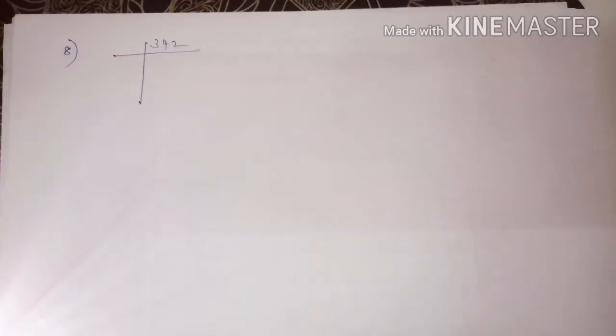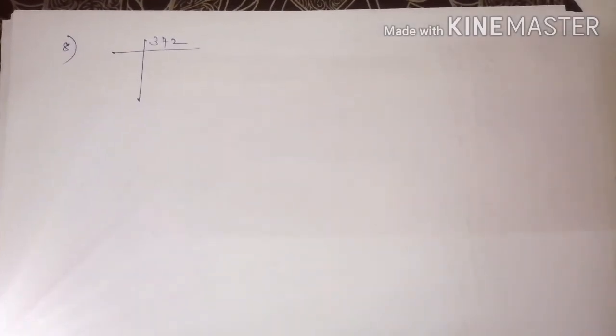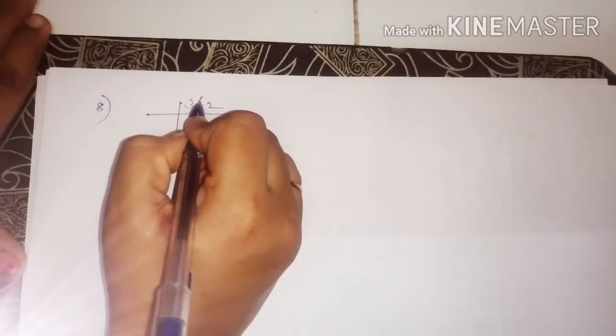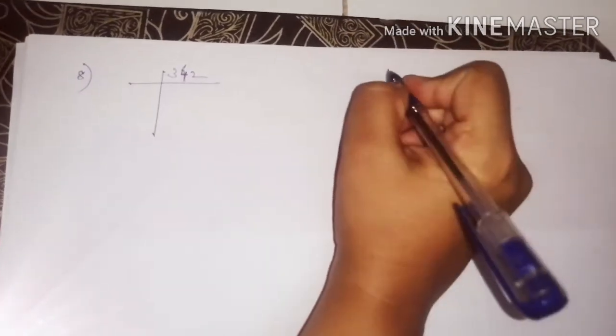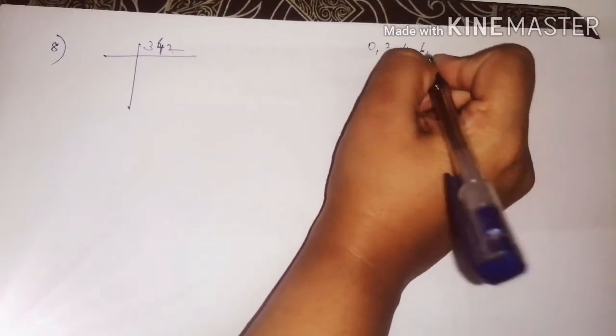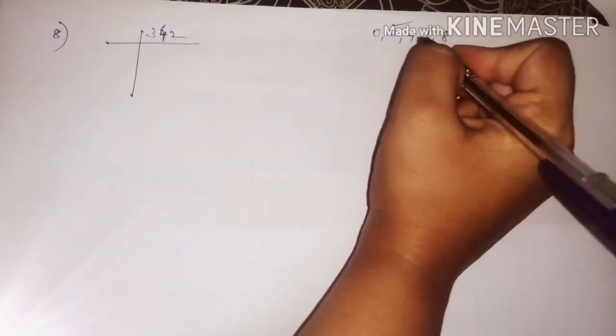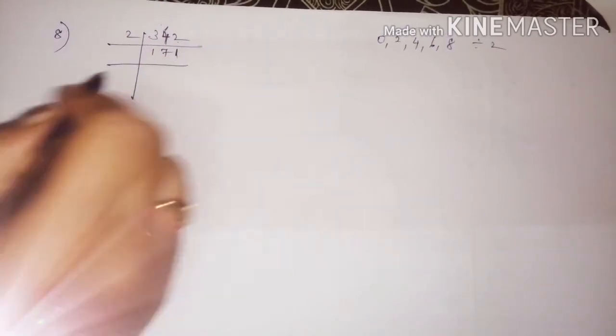8th sum. 8th question is 342. So let's find out the prime factors of 342. Write them in proper form. 342. Units place it is 2. 0, 2, 4, 6, 8. Units place if it is 2, it will get divided by 2. So let's divide by 2. 2 ones are 2. 1 remaining. 2 sevens are 14. 2 ones are 2.